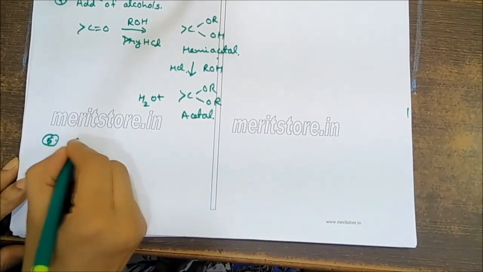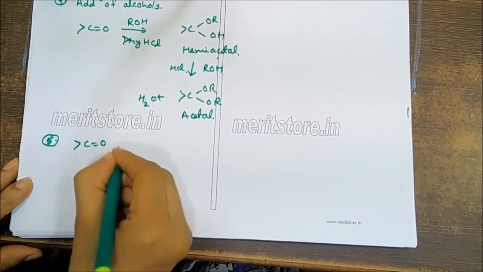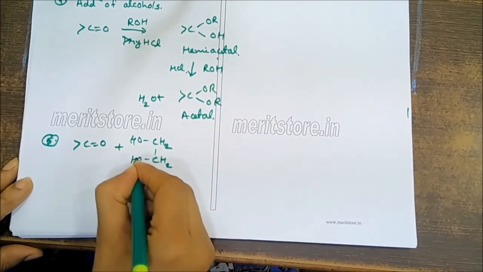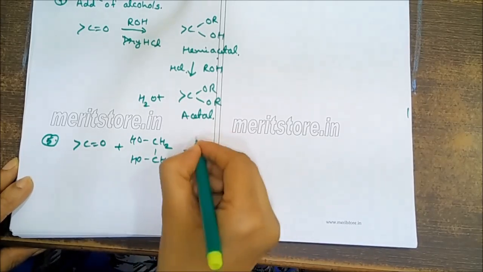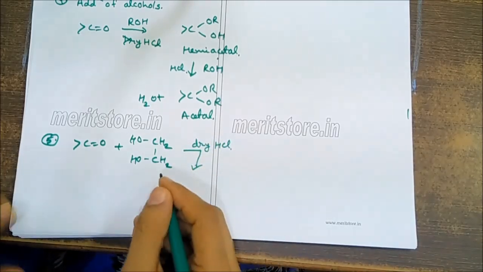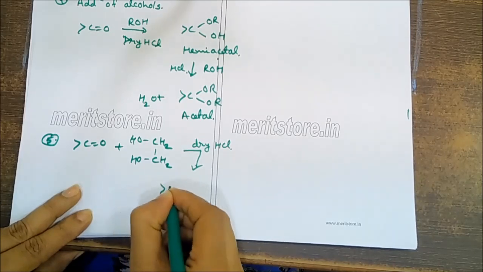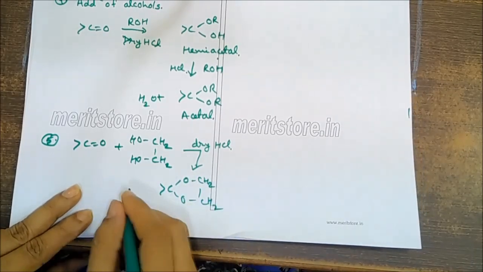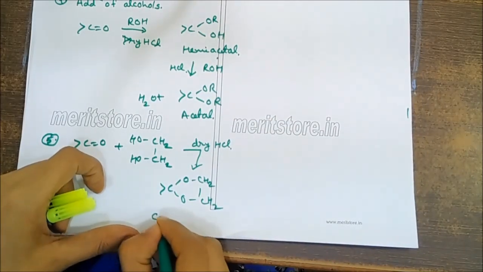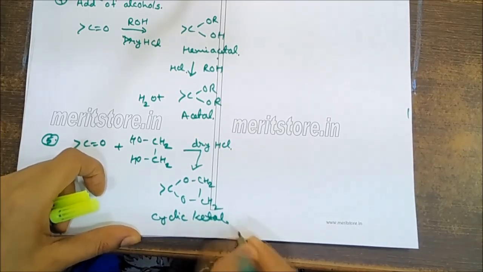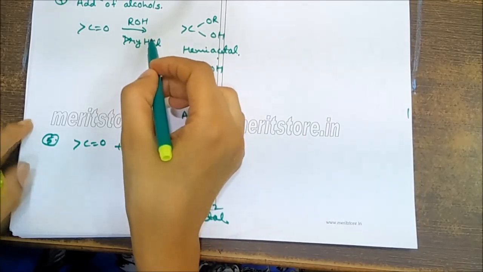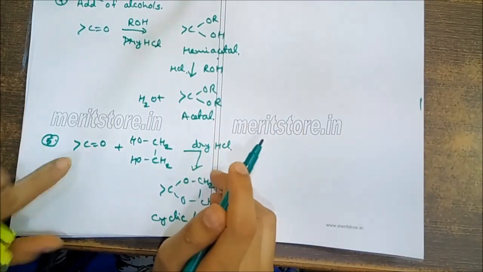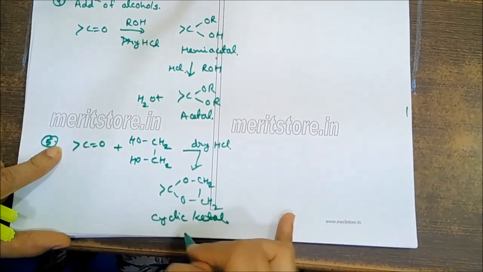The next reaction is addition of ethylene glycol. This is our ethylene glycol. In presence of dry HCl as well, it will make this type of compound, a cyclic compound, and this is called cyclic ketal. Addition of alcohols on carbonyl compounds will make hemiacetal and acetal, and with the help of dialcohol, this will make cyclic ketal.